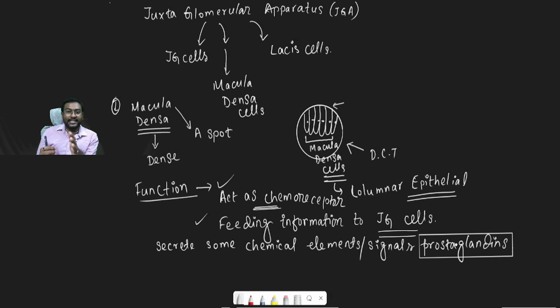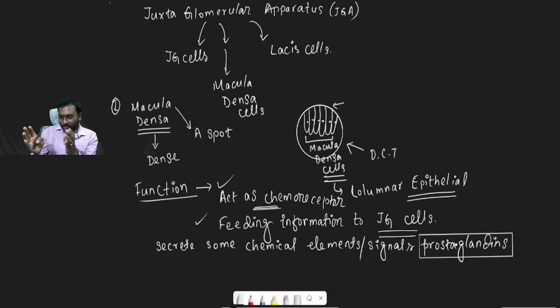I have already told that the JG cell secretes renin, and that is the enzyme that behaves like a hormone. By the action of renin, angiotensinogen is converted into angiotensin, and by the action of angiotensin, some aldosterone will be secreted from the adrenal cortex. By the action of angiotensin, blood pressure will increase within the nephron. And by the action of aldosterone, what will be the result? Reabsorption of some sodium ions and some water within the collecting duct, as well as the DCT part. So these are the overall scenario of the JG cell.